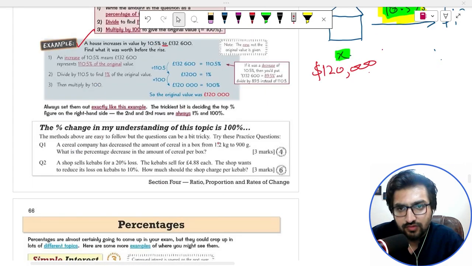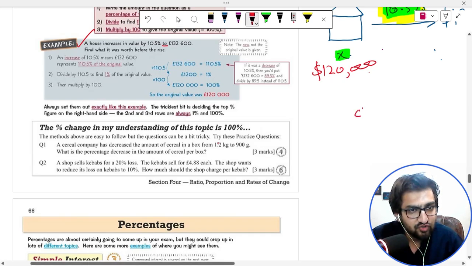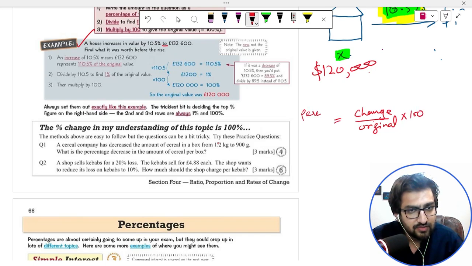All right, so now let's practice these questions. Question number one: a cereal company has decreased the amount of cereal in a box from 1.2 kilogram to 900 grams. What is the percentage decrease? I explained you this type of question. What is the percentage decrease in the amount of cereal per box? I explained you that the formula was change divided by original, multiply 100. That is the percentage decrease.